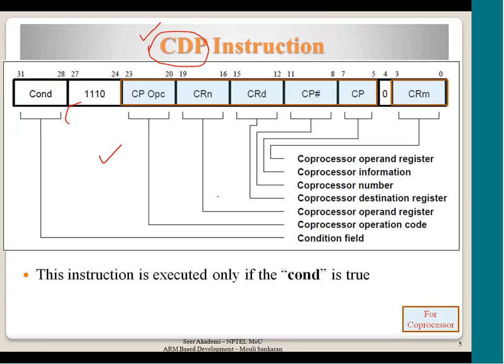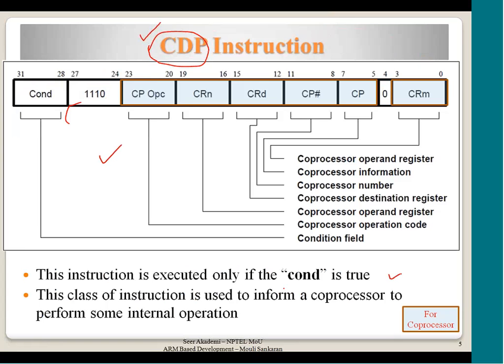The instruction is executed if the condition is true. This class of instruction is used to inform a coprocessor to perform some internal operation. What kind of internal operation is specified by these bits. There are two fields, the coprocessor type as well as the coprocessor operation. Then these are coprocessor registers, one of the operand registers, another coprocessor operand register, and the destination register inside the coprocessor. Anything prefixed with C indicates that they are coprocessor registers.